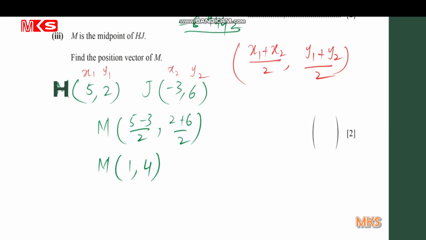How to express a point as its position vector? So very simple. Write the coordinates of the point. OM will be (1, 4). Write the coordinates of the point as a column vector.